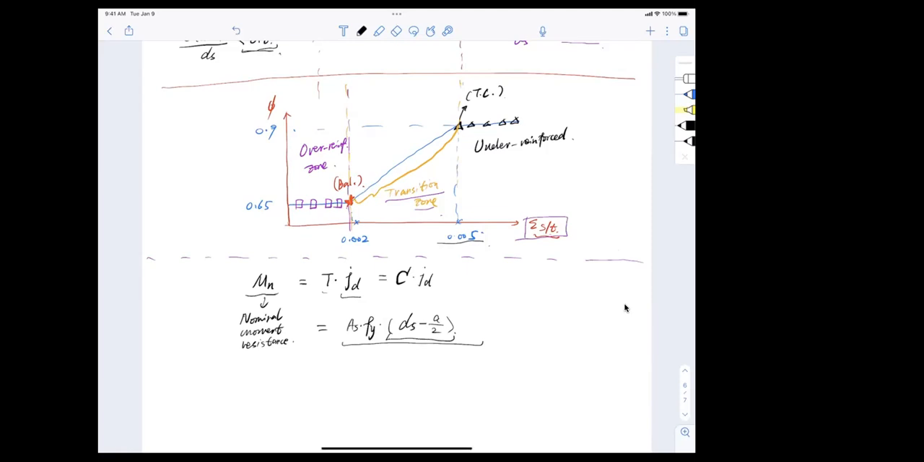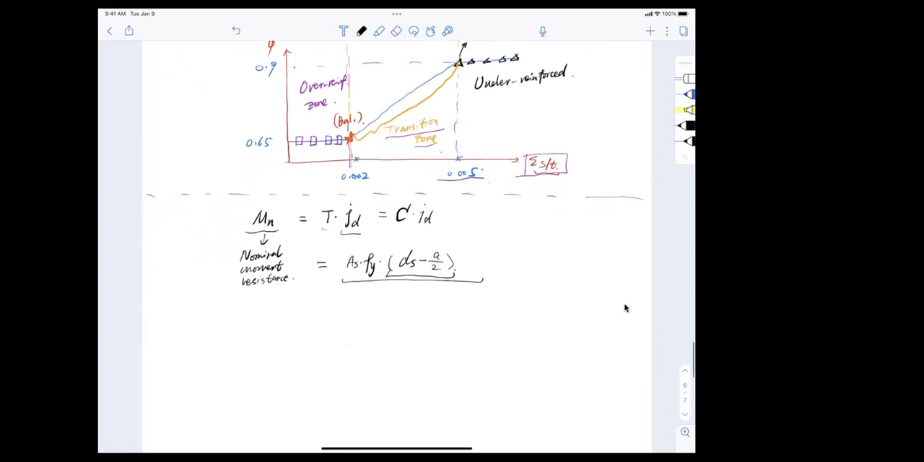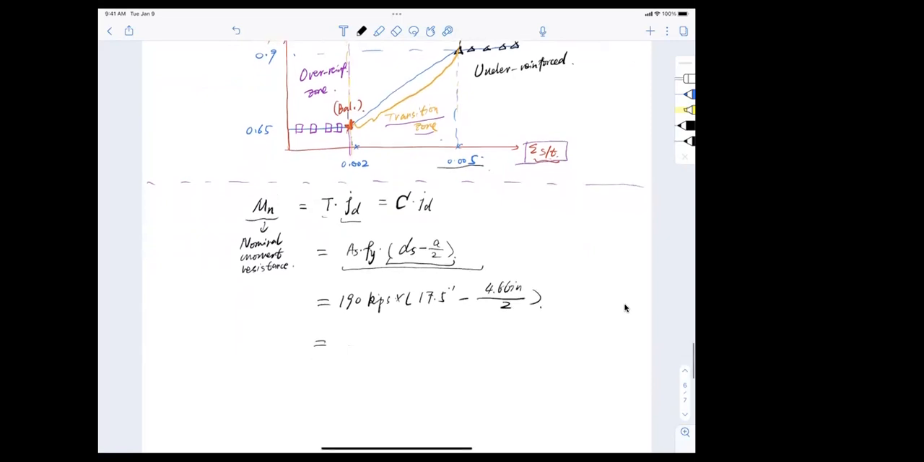I want you to remember this just like Callie did, because this will come in handy in the exam. You won't have time in the exam to flip through your cheat sheet. This cheat sheet only helps remind you what we have learned. You need to do this in your head. So Mn equals that. As fy I calculated before is 190 kips of total tension force, and the depth ds is 17.5 inch, and a is 4.6 inch divided by 2. So I have my number here equal to something.